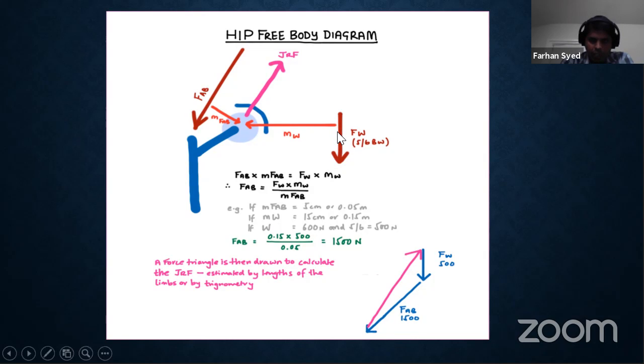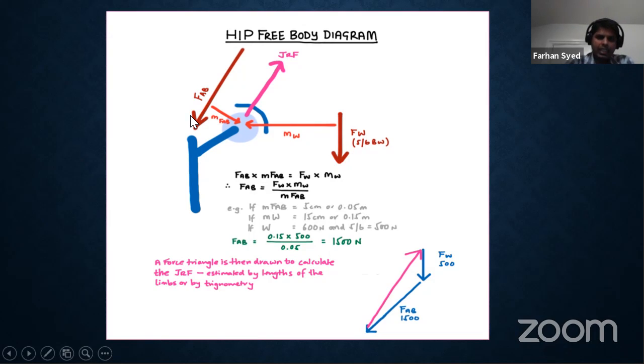As we know, for a torque, there is a force and there is a moment arm. In this case, the clockwise torque is the body weight, and we have taken 5/6 of the body weight. The reason for taking 5/6 of the body weight is that this is a single leg stance. So you subtract 1/6 of the body weight, which is the weight of your other limb. The moment arm in this equation is 15 centimeters or 0.15 meters, and this is the distance from the center of the femoral head to the center of the body weight. So this is your clockwise moment or clockwise torque.